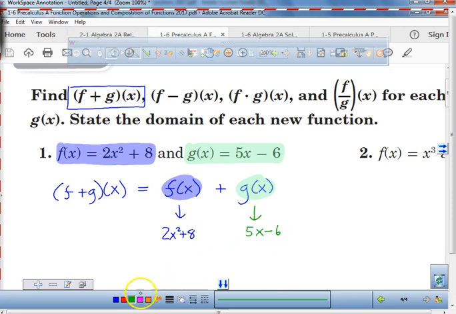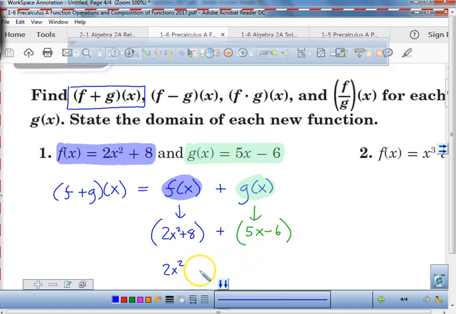Very good. Now, my suggestion when you do these, all right, is make sure you don't have to use parentheses, okay? But I want you to understand you're taking this function and you're adding it to this function. Now, what we need to do is we need to search for like terms. I've got a 2x squared. Does anybody see any other 2x squareds around? I don't, so we're done.